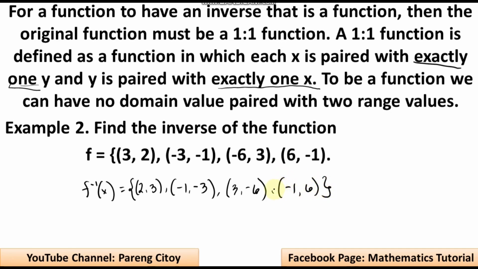So notice that the inverse is not a function because the first element, negative 1 and this one, negative 1, is matched with two elements, that is negative 3 and positive 6. So this is not a function. Remember, exactly 1 y and 1 x. Here, we have two values of x in the inverse, negative 1 and negative 1, which are not the same. So there should be only one. For example, if this becomes 4, then that is a function. Okay, next.